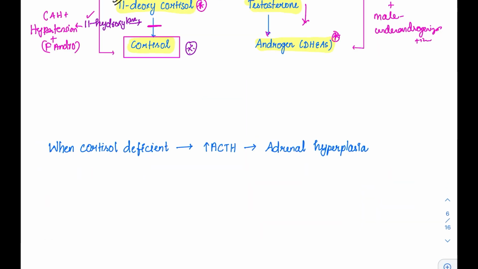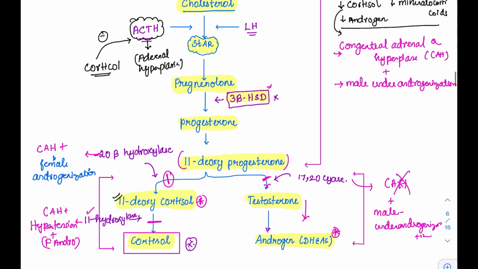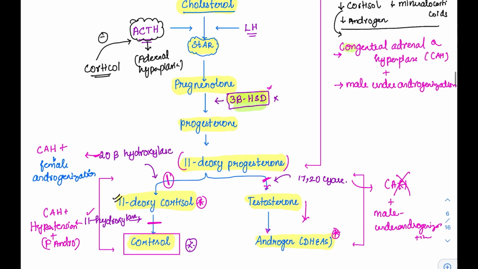So this is just a recap of everything. So first thing is, if this enzyme is cut, what will happen? Congenital adrenal hyperplasia along with male under androgenization. So these two enzymes, both of them will cause congenital adrenal hyperplasia plus female androgenization. But 11 hydroxylase is very specific for causing hypertension also. Then 17,20 lyase, if you see this pathway, it is very, very essential for only the androgens. So congenital adrenal hyperplasia itself won't be there, only the male under androgenization will be there.